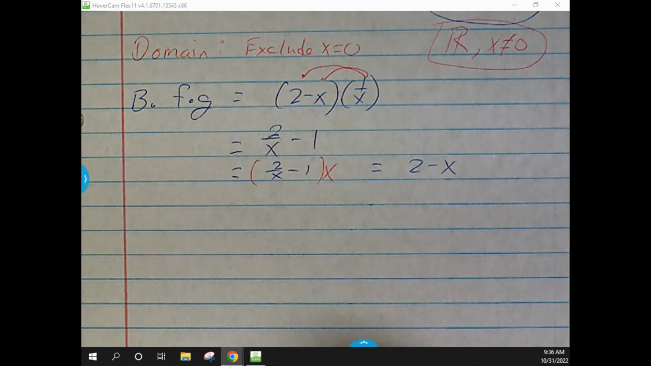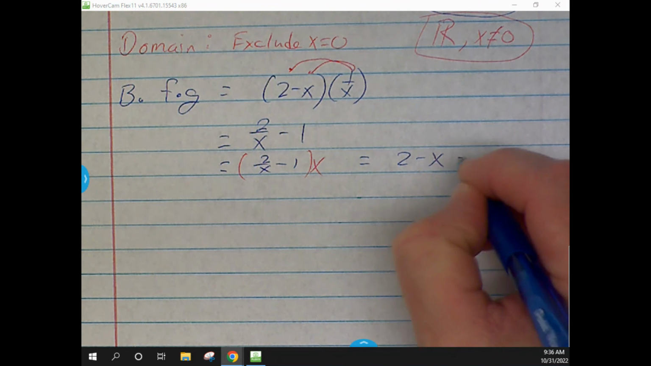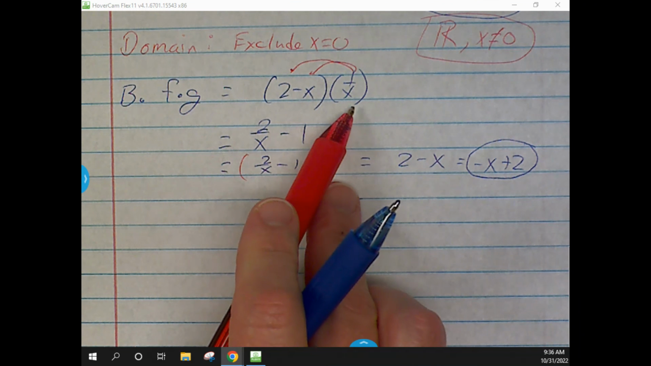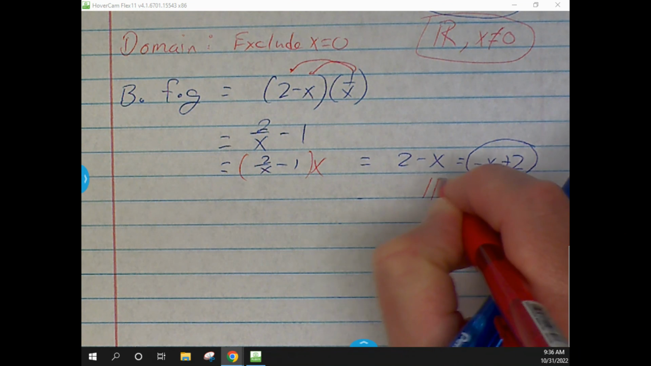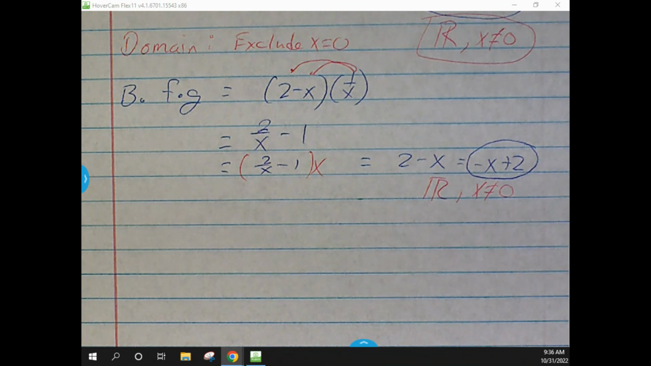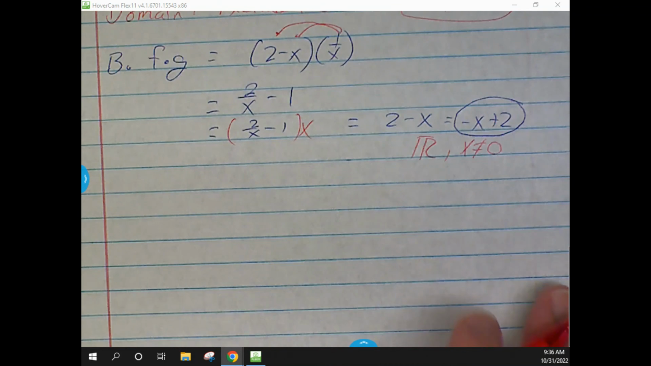And again, unless they say put it in standard form. If they say standard form, you've got to put the x first and then the 2 second. And again, back in the original, we still have this x in the denominator, so it's still going to be the same thing. That's all real numbers, but x cannot equal 0. We're done. All right, and one more.